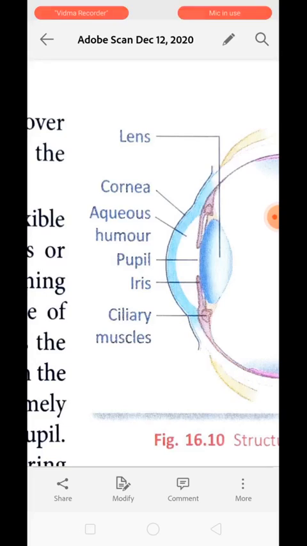The cornea is in a bulged-out structure. It is not only a transparent structure which allows the entry of light, but it also protects the eyes from injury. It is also responsible for bending the light, or refraction of light, so that light can enter into the eyes. Just behind the cornea, a ring-shaped flexible muscle is present, that is called the iris.